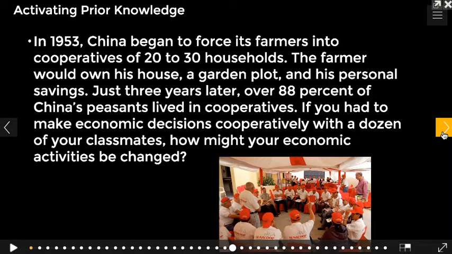In 1953, China began to force its farmers into cooperatives of 20 to 30 households. The farmer would own his house, a garden plot, and his personal savings. Just 3 years later, over 88% of China's peasants lived in cooperatives. If you had to make economic decisions cooperatively with a dozen or so of your classmates, how might your economic activities be changed?